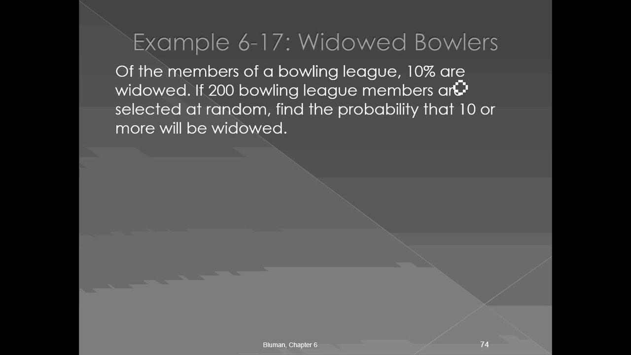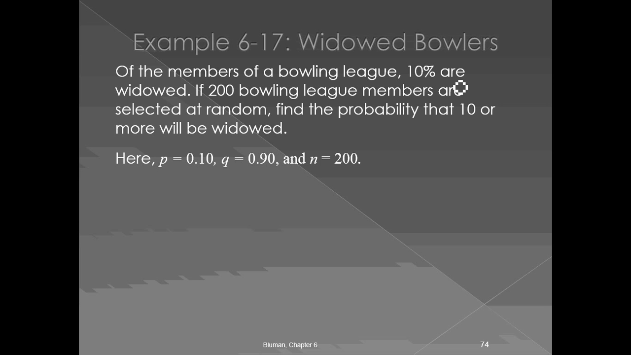What if we're looking for a greater than or less than problem, okay? So of the members of a bowling league, 10% are widowed. We've got 200 bowling league members, so again, n is very big. Find the probability that 10 or more are widowed. So that's basically greater than or equal to 10, okay?